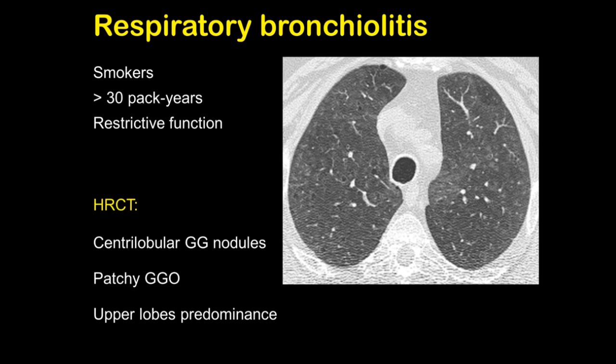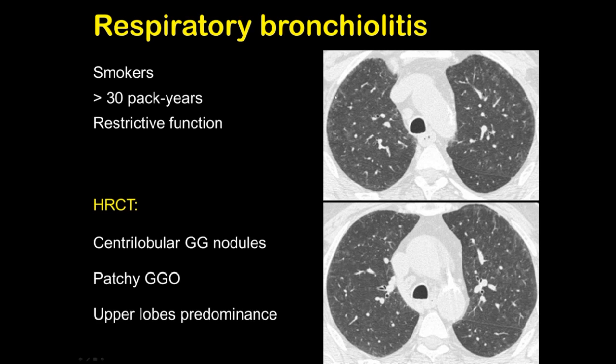Respiratory bronchiolitis, usually associated with smokers, more than 30 pack years, and most of them present with restricted function. In patients smokers, we can see in the upper lobes small centrilobular ground glass opacities, some of them patchy or diffuse. We can also see in this patient small areas of emphysema in a patient with respiratory bronchiolitis associated to smoking.